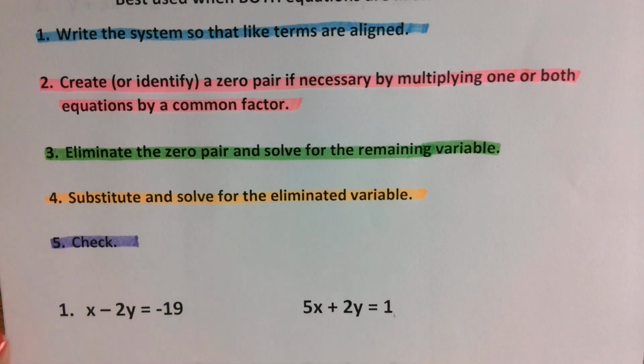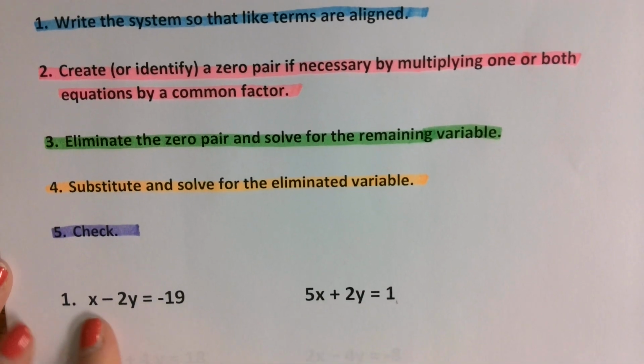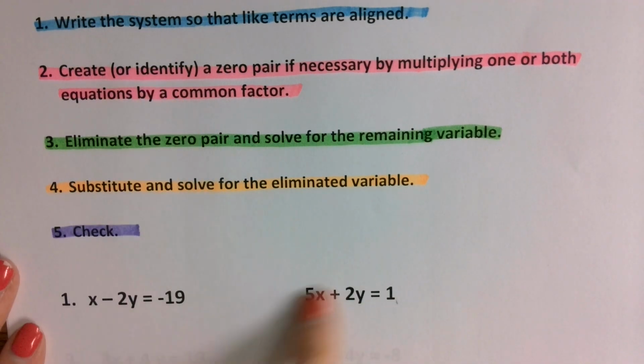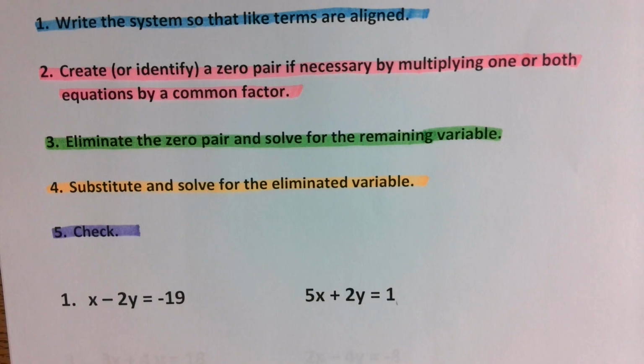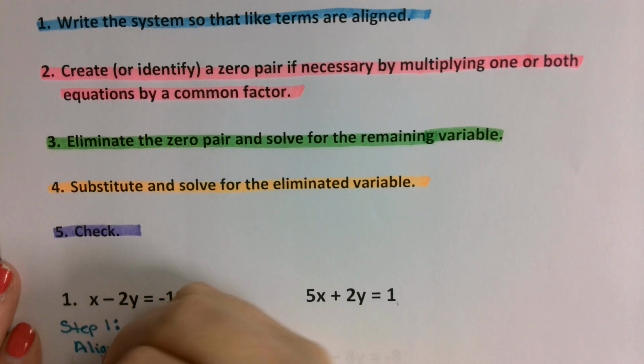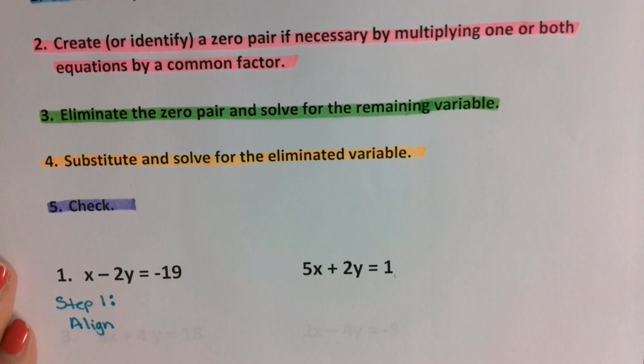Okay, so taking a look at the very first set of linear equations, I've got x minus 2y is equal to negative 19, and I've got 5x plus 2y is equal to 1. So the first thing I need to do is rewrite these so that they are aligned one above the other. I want to make sure my x's are in the same position, my y's are in the same position. So that's my very first step. Step 1 is to make sure that we align.